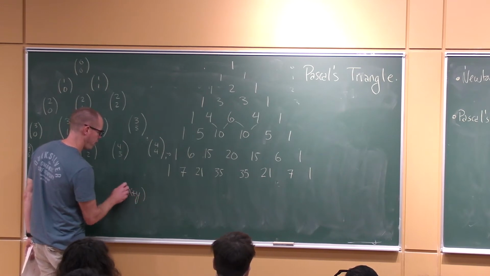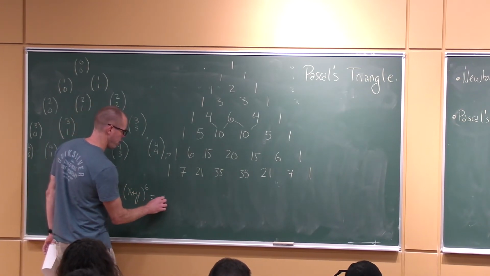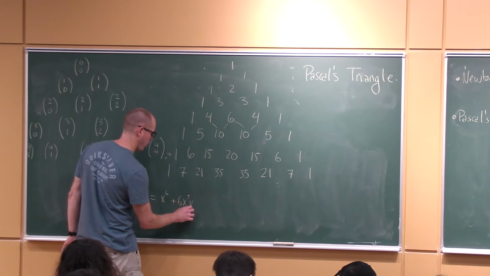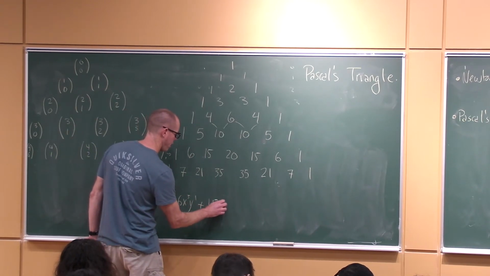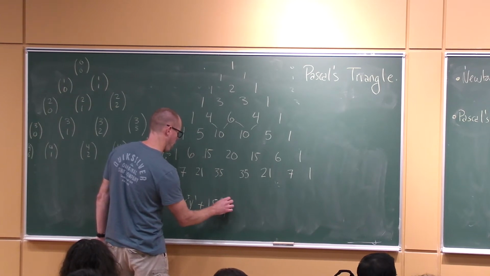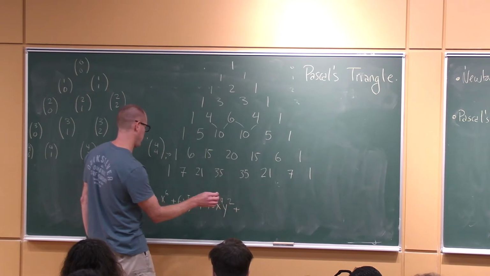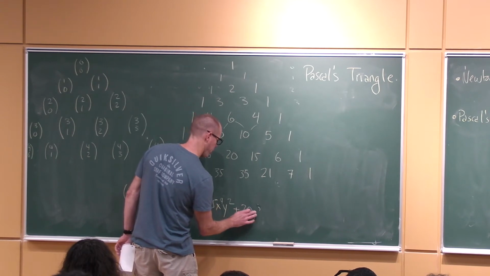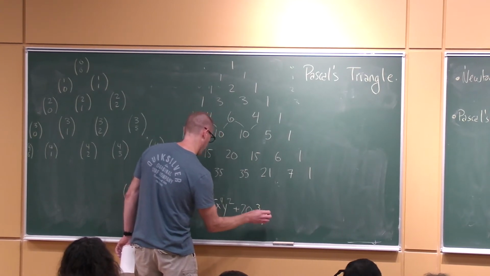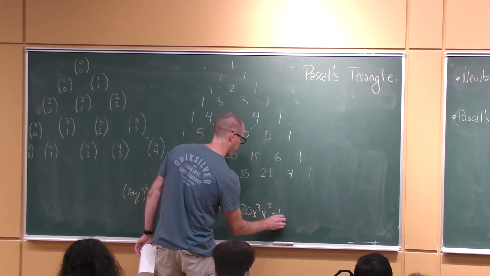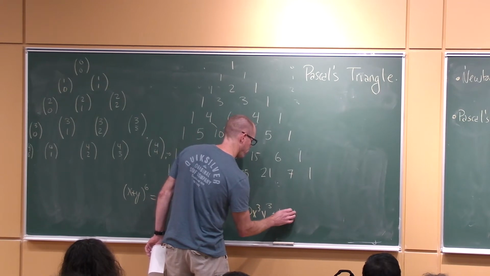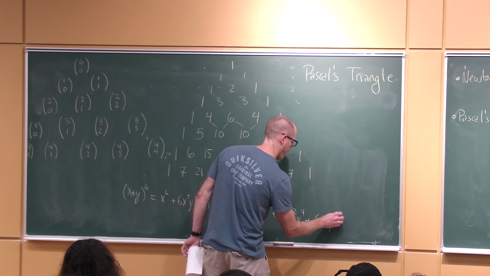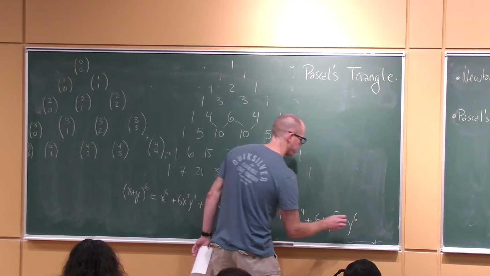So (x + y)^6 is equal to x^6 + 6x^5 y^1 + 15x^4 y^2 + 20x^3 y^3 + 15x^2 y^4 + 6x y^5 + y^6.